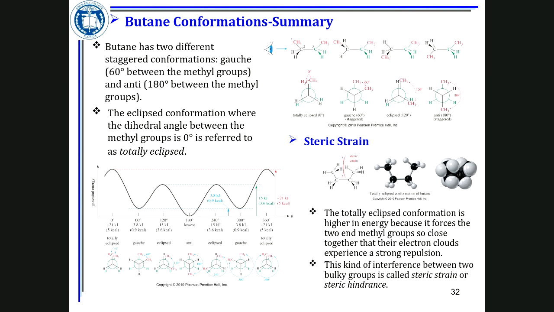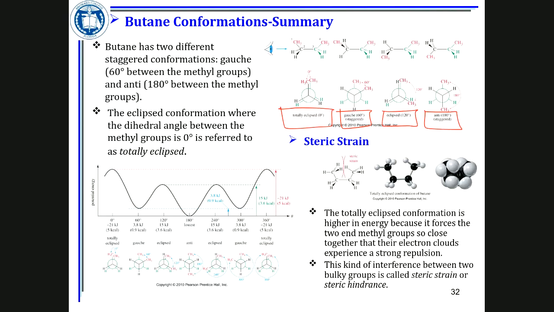And here you have the names again for all 4 of them. So you have totally eclipsed, you have Gooch or staggered, you have eclipse, and you have anti. So Gooch is staggered, anti is totally staggered. Okay, Gooch is staggered and anti is totally staggered. Then you have eclipse and total eclipse.